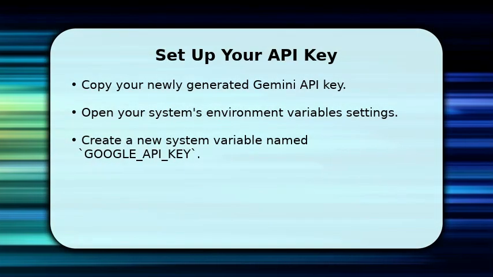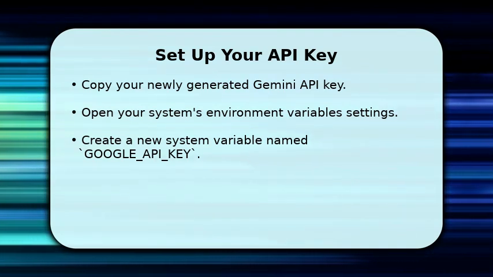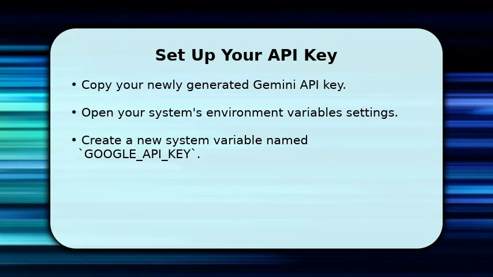Now that you have your API key, let's set it up. Copy the key you just generated. Next, open your system's environment variables settings. This is a crucial step for securely storing your key without embedding it directly in your code.